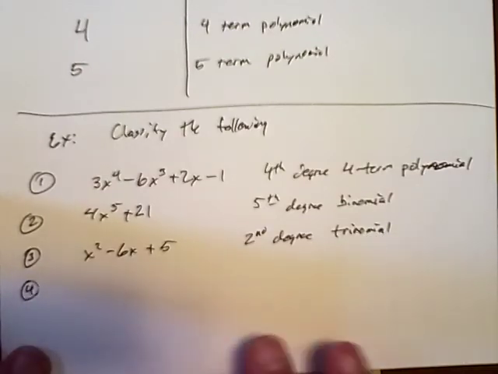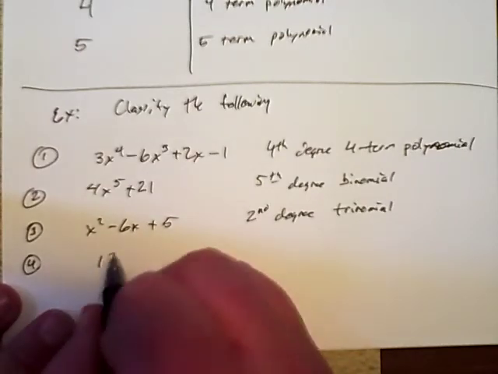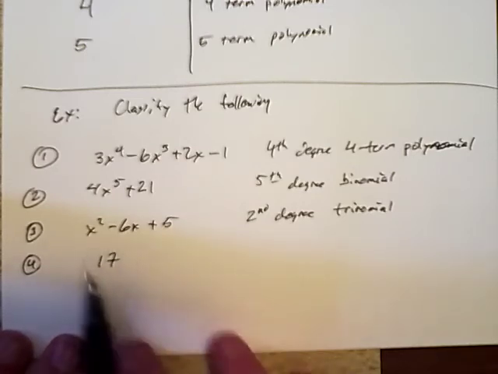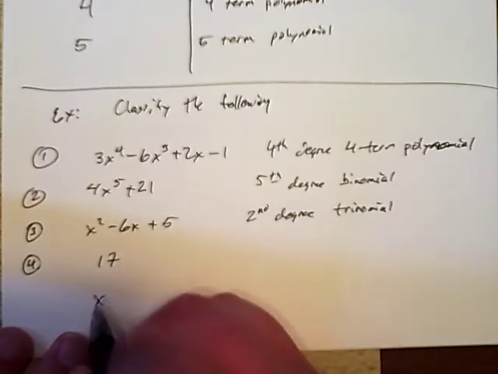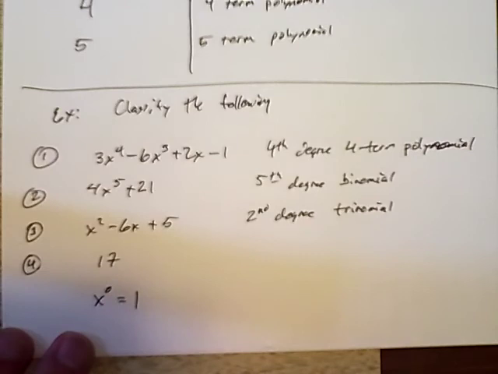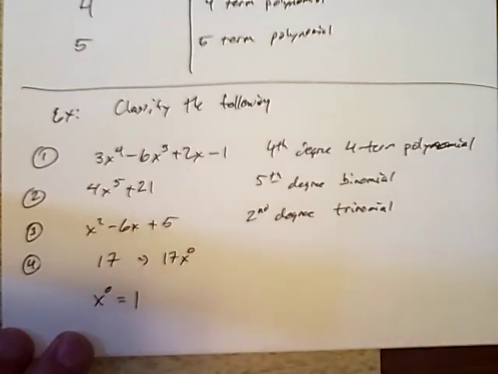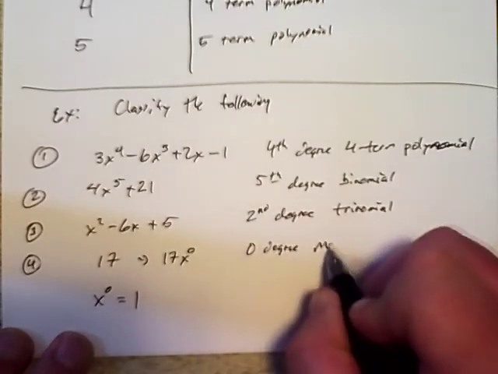And I'll do one more really tough example here. What if we just had 17? Well, this is a little bit different. I only have 1 term, so I know this is a monomial, but what would the degree be? Well, I know that x to the 0 power equals 1. So technically, 17 is saying 17x to the 0. So this is a 0 degree monomial.